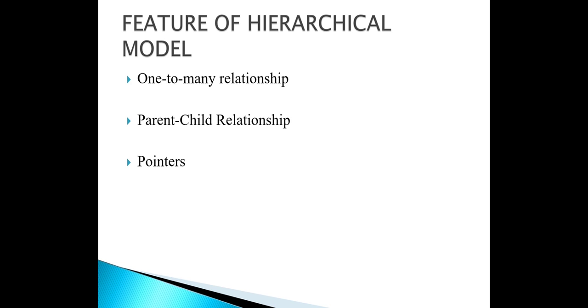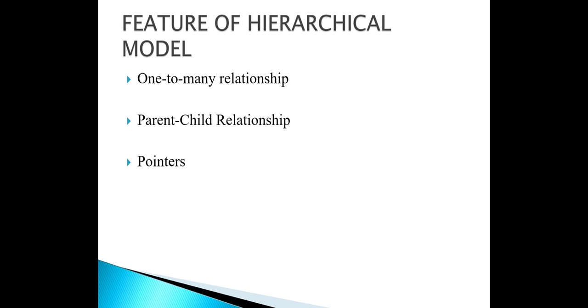Then features of hierarchical model. First point is one-to-many relationship. The data in the hierarchical model is organized in the tree-like structure where one-to-many relationship is between the data types. There can be only one path from the parent to any other node.